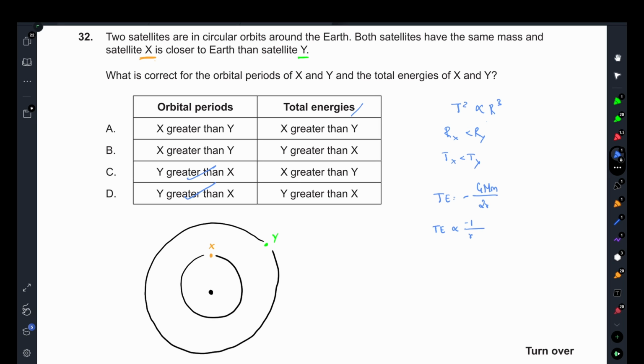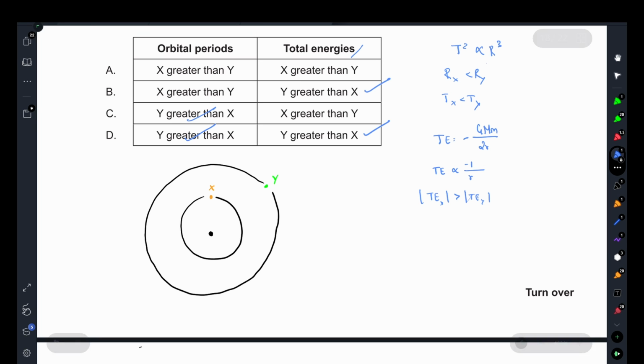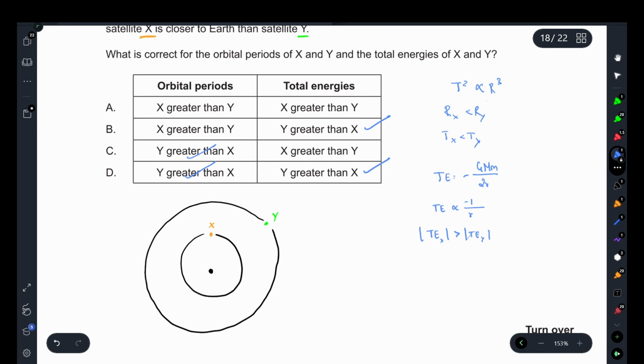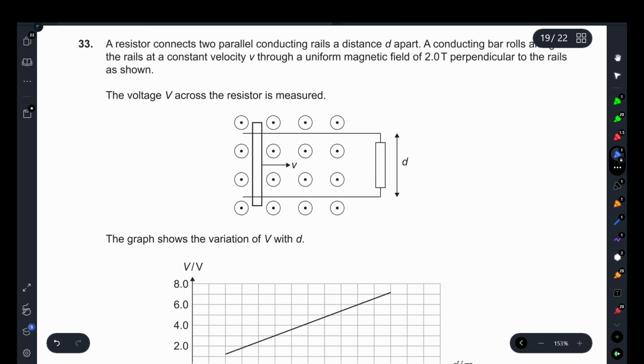So, like we said, Rx is less than Ry, which means that the absolute value of total energy of X is greater than the absolute value of total energy of Y. But because there's a negative sign, Y has a greater total energy than X, since a smaller negative value lies closer to 0 on the number line than a larger negative value. So, some confusing stuff that IB loves to trick you with. Keep your heads in the game, guys. So question number 32, option D is the correct answer.